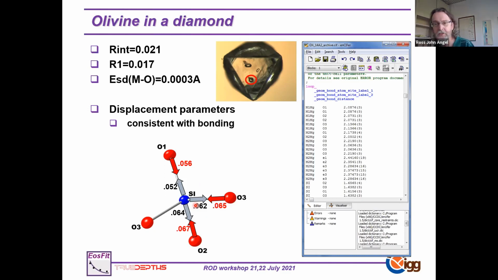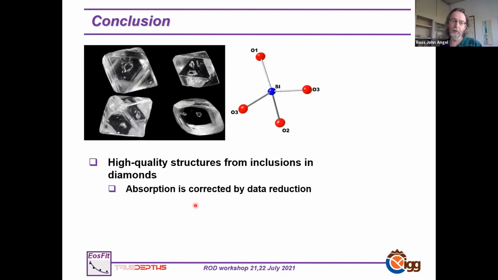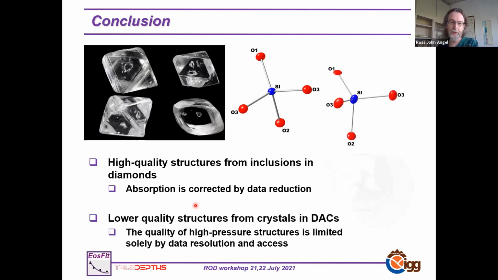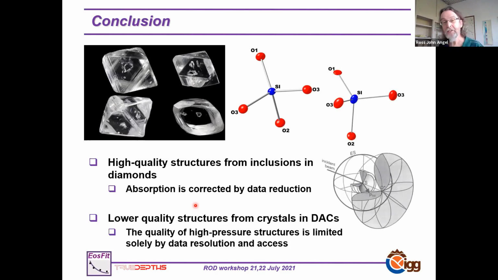So this is telling us that for high quality structures from inclusions in diamonds, the absorption corrections are done properly by Chrysalis, and that all the problems we have in diamond cells nowadays are not from the absorption corrections, but this problem with resolution.